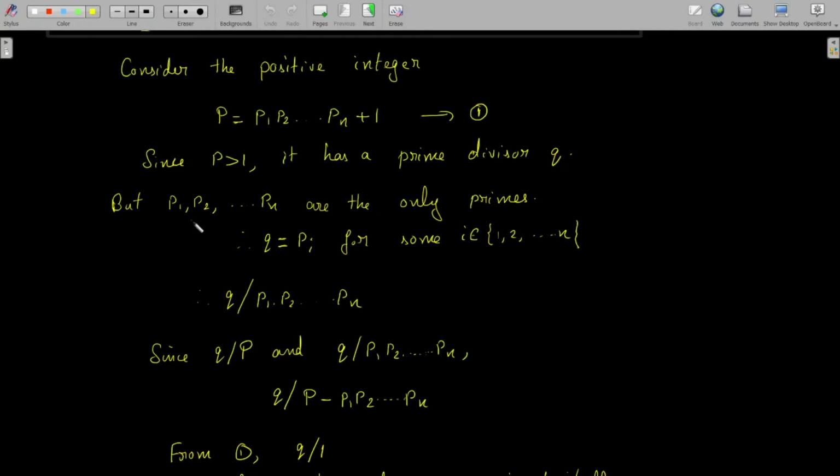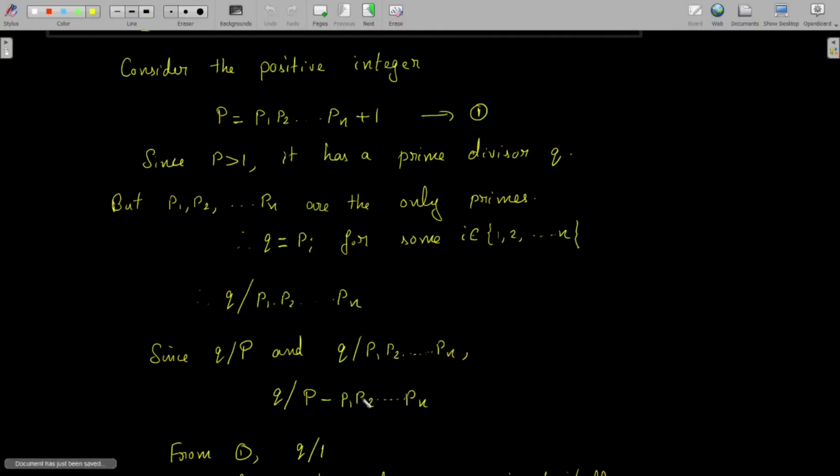But we assumed that the only prime numbers are P1, P2, etc., Pn. So the prime divisor of P, that is Q, must be one of the primes in this collection. That is, Q equals Pi for some i from 1 to n. Since Q equals one among these primes, Q must divide the product of the primes P1, P2, etc., Pn. Now Q divides P, and also Q divides P1 times P2 times etc.